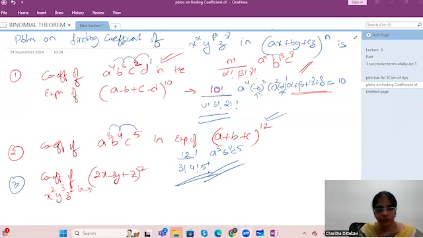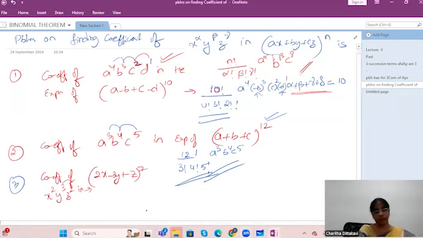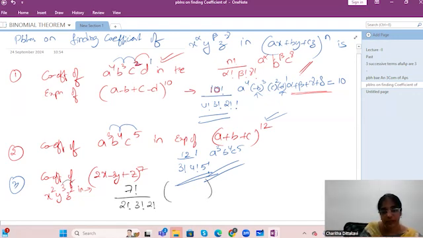So the coefficient of x square, y cube, and z square. So 2, 3, and 2. When you add, yes, you're getting a perfect 7, no issue at all. So the final answer is 7 factorial by 2 factorial, 3 factorial, 2 factorial times. Observe here carefully. That is 2x to the power 7.